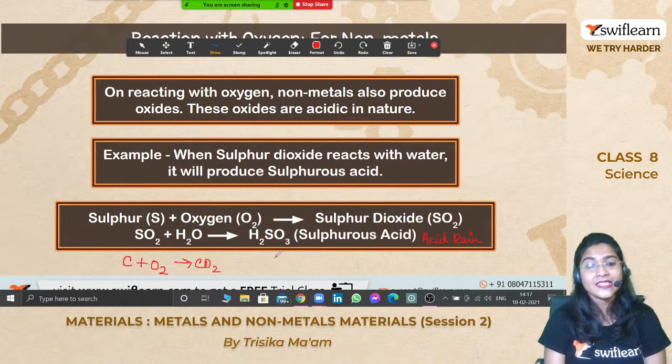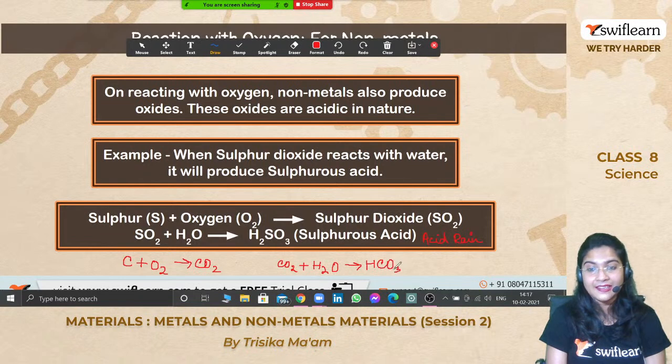Now in the second step, when this carbon dioxide reacts with water, what do they form? They form the carbonic acid. Yeah, so this is the carbonic acid. This acid is also found in the rainwater.